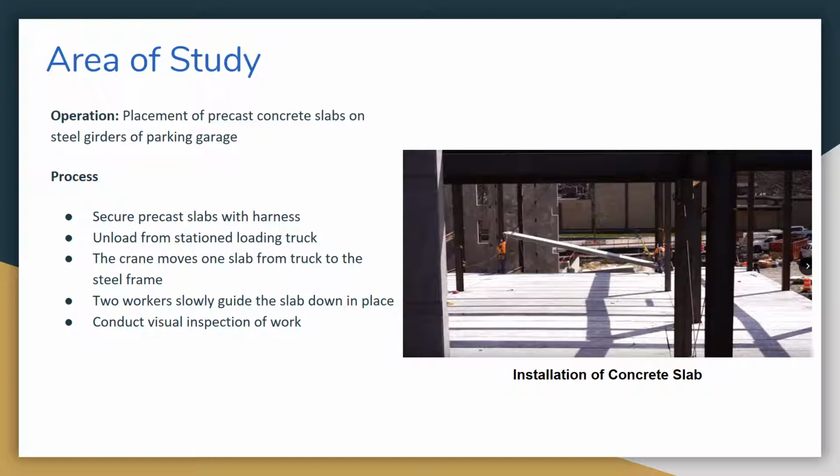The process is that there are crews on site operating 2 cranes simultaneously to unload the precast slabs from the back of loading trucks through securement of a rope harness. The slabs are supported in 2 locations when hoisted. The precast concrete slabs are then guided slowly by at least 2 laborers to a designated location on the girders. As the laborers lower the slab, they conduct visual inspection to check for any defects.